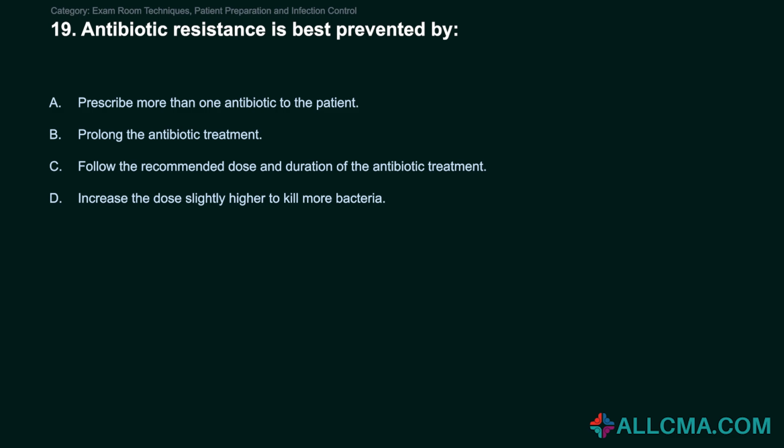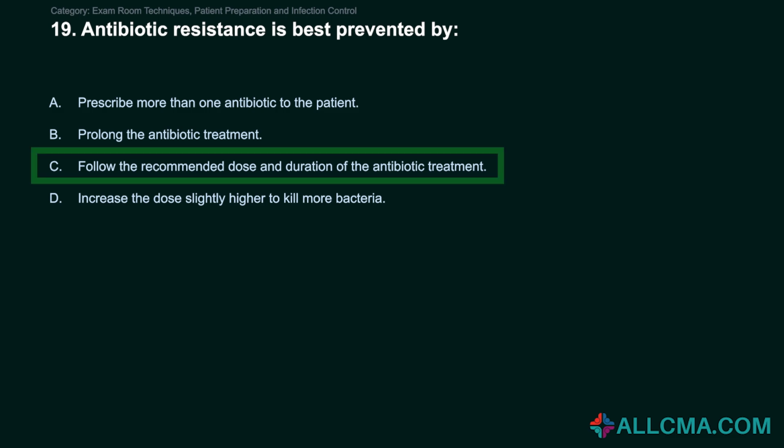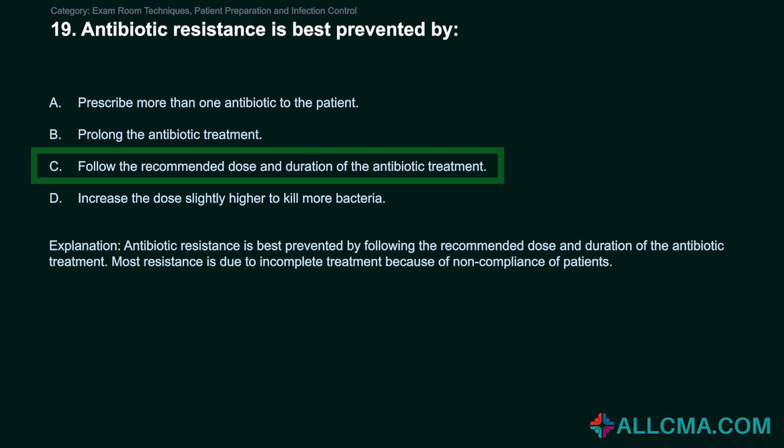19. Antibiotic resistance is best prevented by: A. Prescribe more than one antibiotic to the patient. B. Prolong the antibiotic treatment. C. Follow the recommended dose and duration of the antibiotic treatment. D. Increase the dose slightly higher to kill more bacteria. Correct answer: C. Follow the recommended dose and duration of the antibiotic treatment.